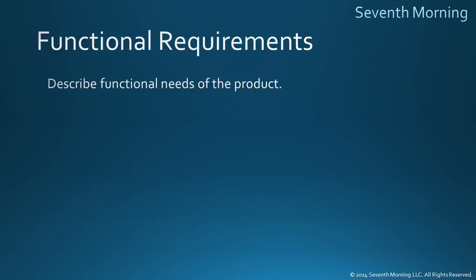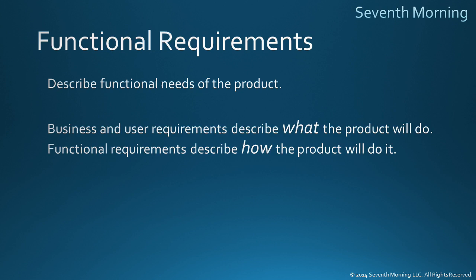Business requirements relate to the business needs of the product. User requirements relate to the user needs of the product. Similarly, functional requirements relate to the functional needs of the product. Pretty straightforward. Where business and user requirements tend to describe what the system needs to do, we consider functional requirements to state how the system will do it.